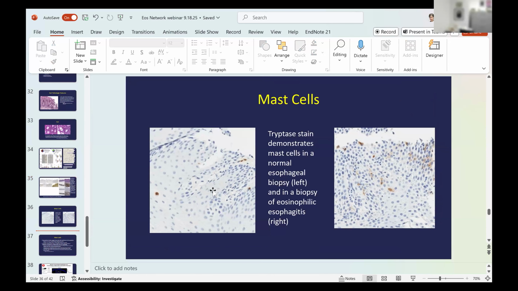And here this is a more typical picture of mast cells in the esophagus. This is a normal esophageal biopsy. There's one mast cell in the epithelium. There may be two in the underlying lamina propria. And this is eosinophilic esophagitis, where there definitely are more mast cells than normal.